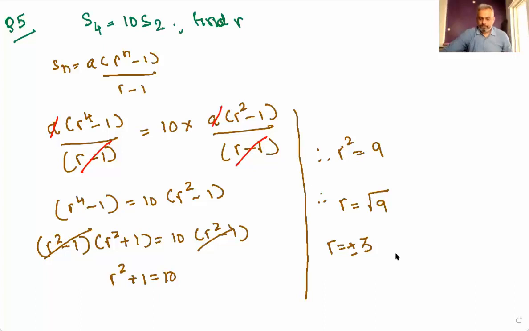Now, question number 6. For a GP, the ratio. Now 6 is a bit tricky one. So I'll just try to copy the question over here.